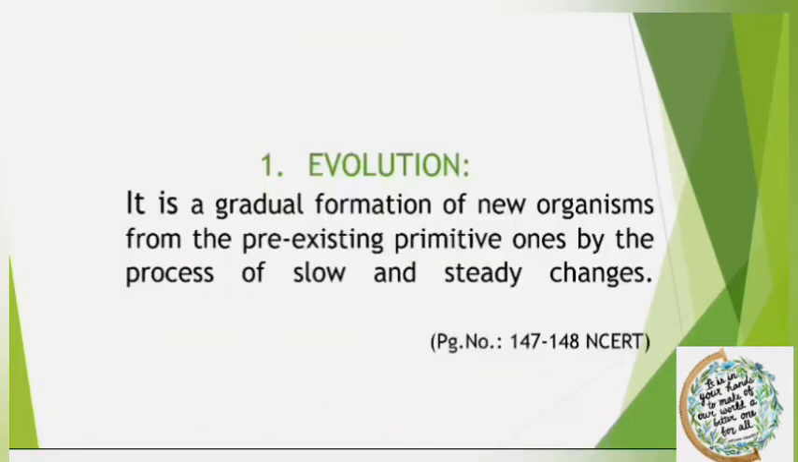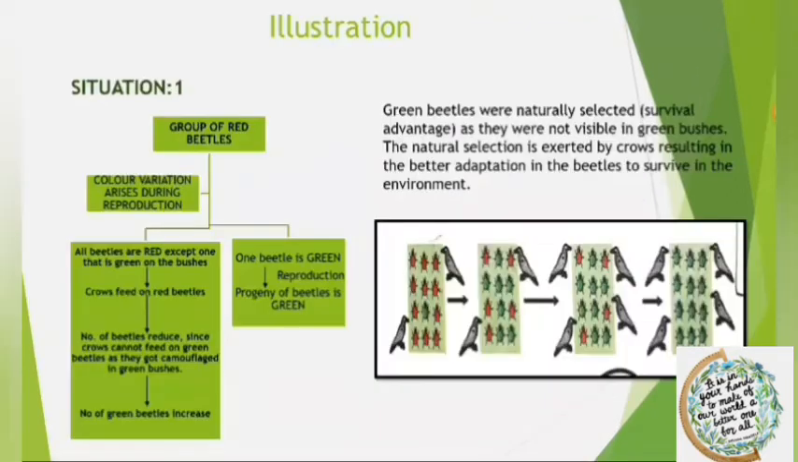Children, you must be knowing that the basic event in reproduction is the creation of a DNA copy, which brings variation. These variations during reproduction are the basis for evolution. Therefore, we can say evolution is a gradual formation of new organisms from the pre-existing primitive organisms by the process of slow and steady change. Now let us understand how evolution takes place and what are the circumstances that lead to the evolution of species. For this, let us analyze three different situations.